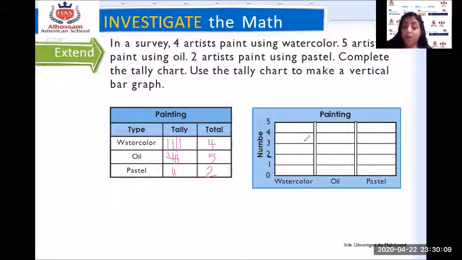So how can I make a bar graph? Am I going to draw pictures? No. I'm going to color the boxes in each row. For watercolor, how many boxes should I color? 1, 2, 3, 4. Right? And for oil, 5. And for pastel, 2. As I'm going to show you.